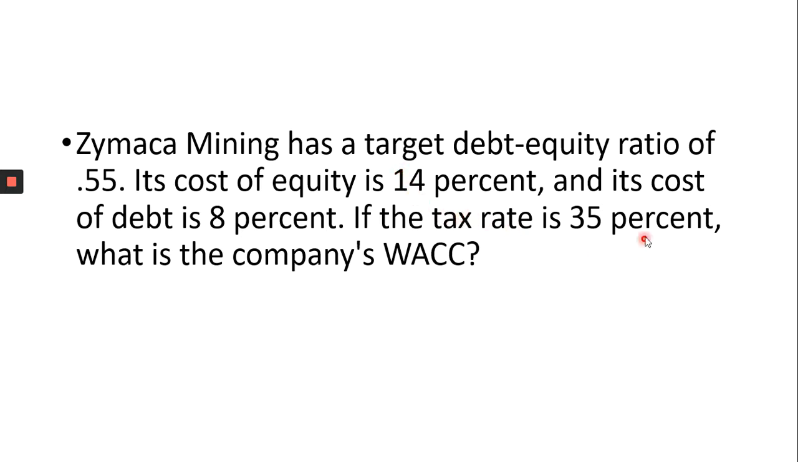So if the tax is 35%, then what's the company's WACC? If you remember the WACC formula, to calculate WACC you're going to need mainly two components. One is the weight, another one is the cost. The cost is given: the cost of equity is 14% and the cost of debt is 8%. But what is not given is the weight. So we can use this debt-to-equity ratio to calculate the weight. Let's see how to calculate it.